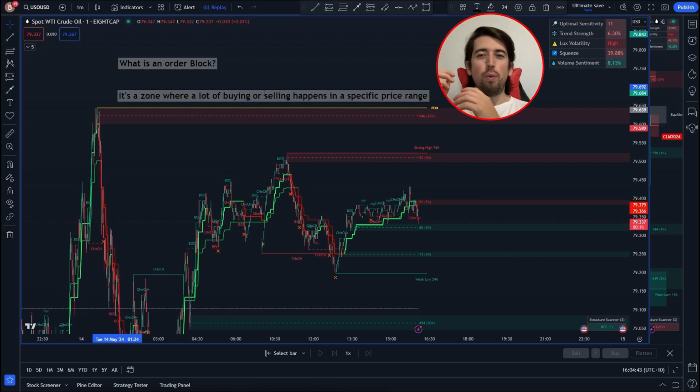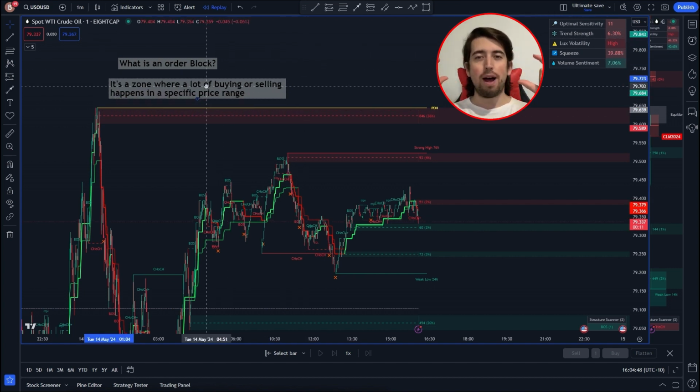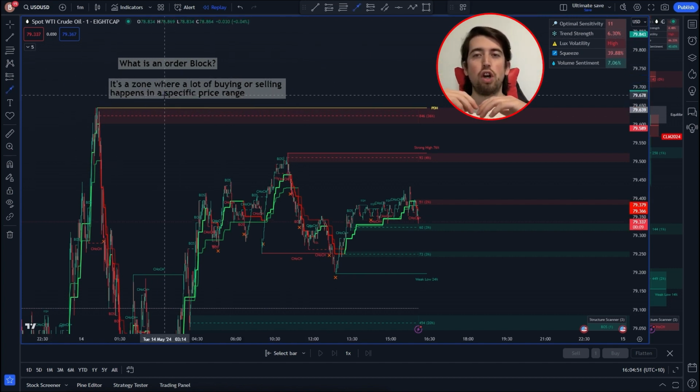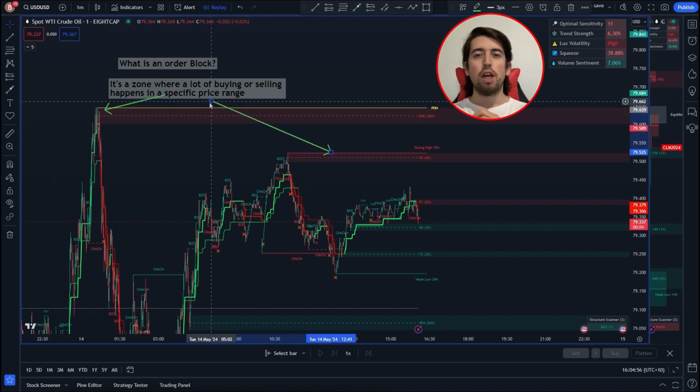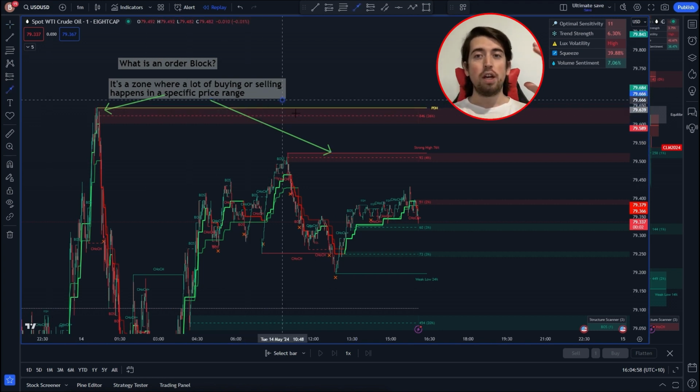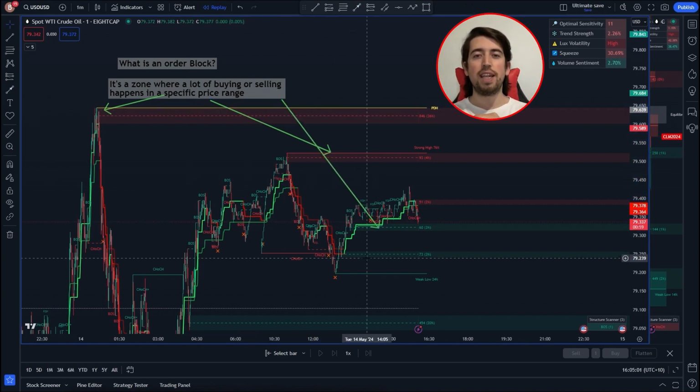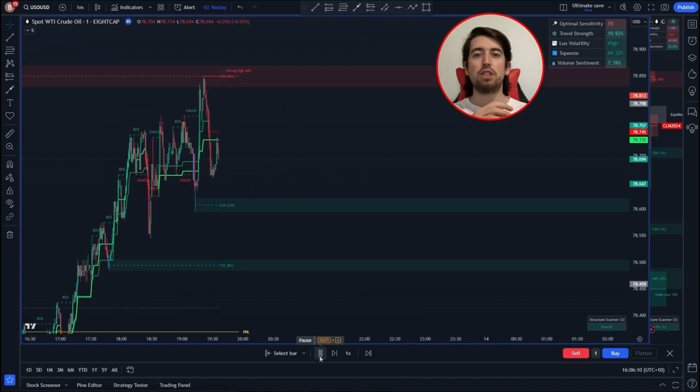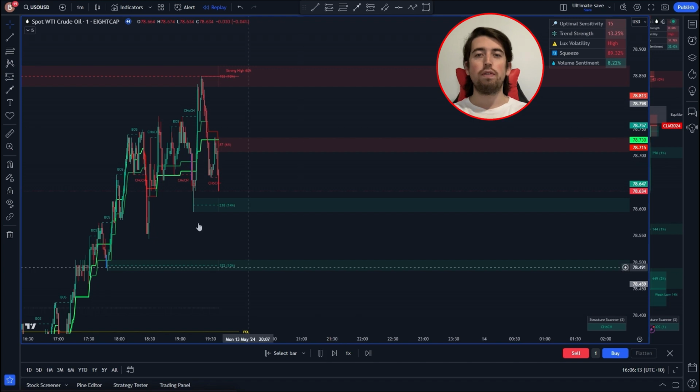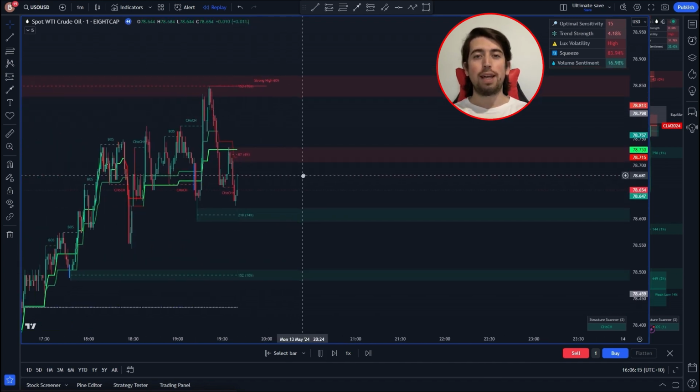Well, it's a zone where a lot of buying or selling happened within a specific price range. These blocks show where institutions have put in a huge volume of orders, creating areas of high liquidity where the price comes back to these zones. It often hits strong support or resistance, which can lead to price reversals or breakouts. As a trader, you can love order blocks because they can help predict where price is likely to go next.